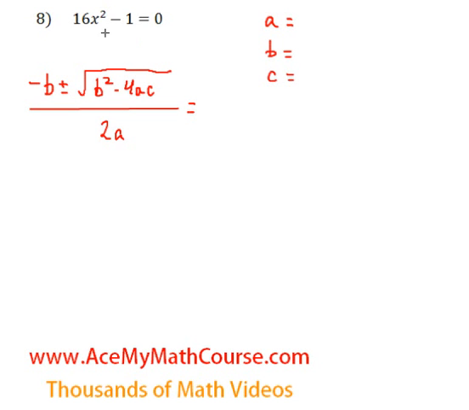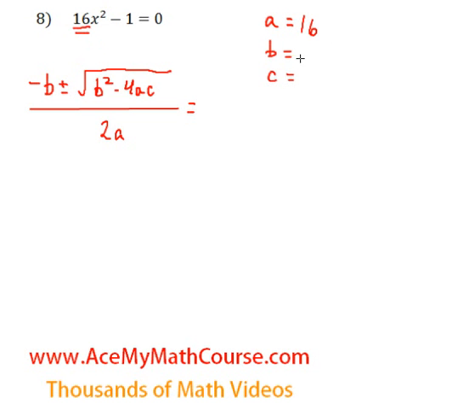Question number 8. 16x squared minus 1 equals 0. To get started, I want to find out what a, b, and c are, so we can plug everything into the quadratic formula and solve for x. So our a is the term with the x squared, and that's just 16.